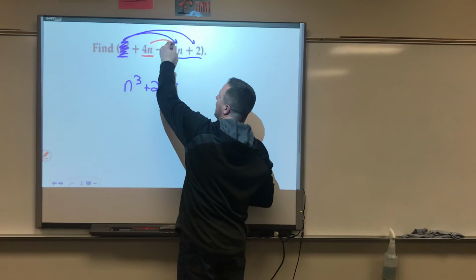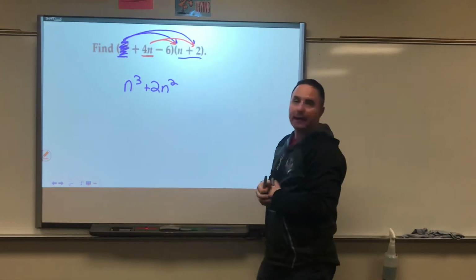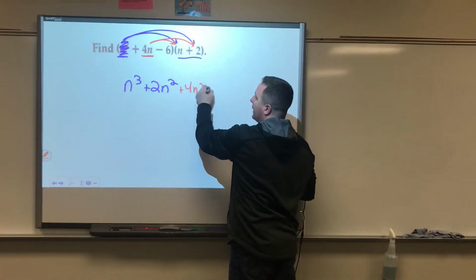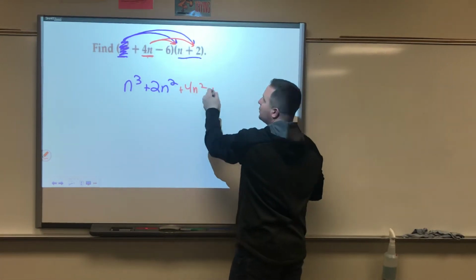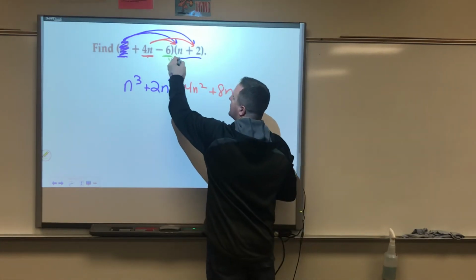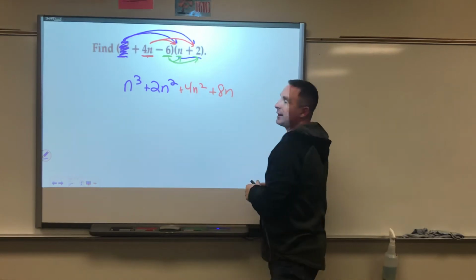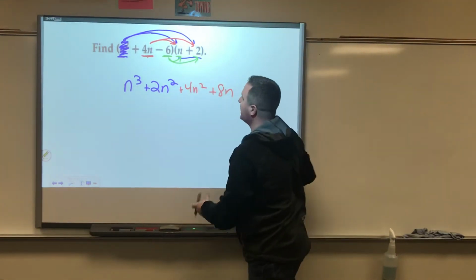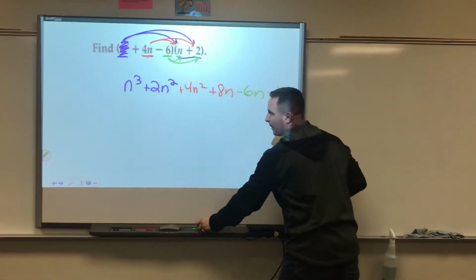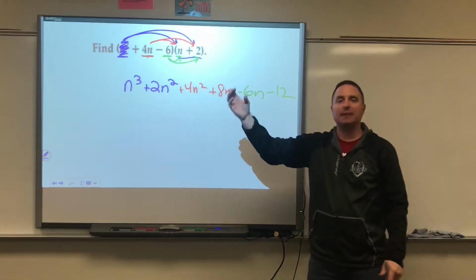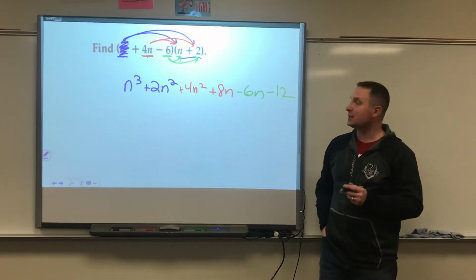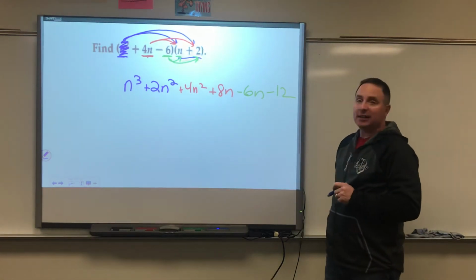I'm going to then take the 4n and distribute it through to everything in the second parentheses. 4 times n is 4n squared. 4 times 2 is 8n. And then I'm going to take the 6 and distribute it through to everything in the second parentheses. And I'm going to get negative 6n minus 12. So I just took one term at a time and distributed it through to everything in the second polynomial, the second parentheses. Let's look to see if we have any like terms we can combine.